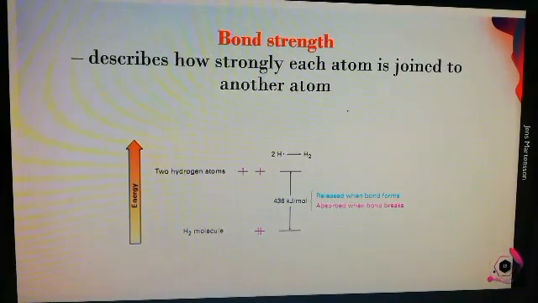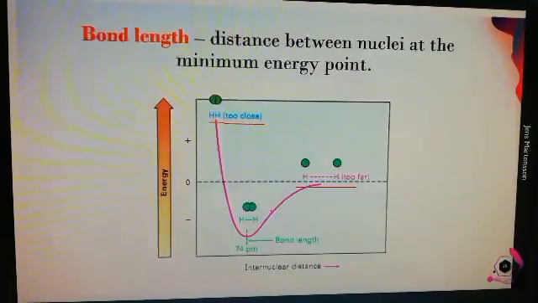So for example, we have two hydrogen atoms and we want to combine them. So when we combine two hydrogen atoms, we release 436 kilojoules per mole. So magkakaroon tayo ng H2 molecule. So when we want to break that H2 molecule into two hydrogen atoms, we also need 436 kilojoules per mole to break that bond. So that's the bond strength.